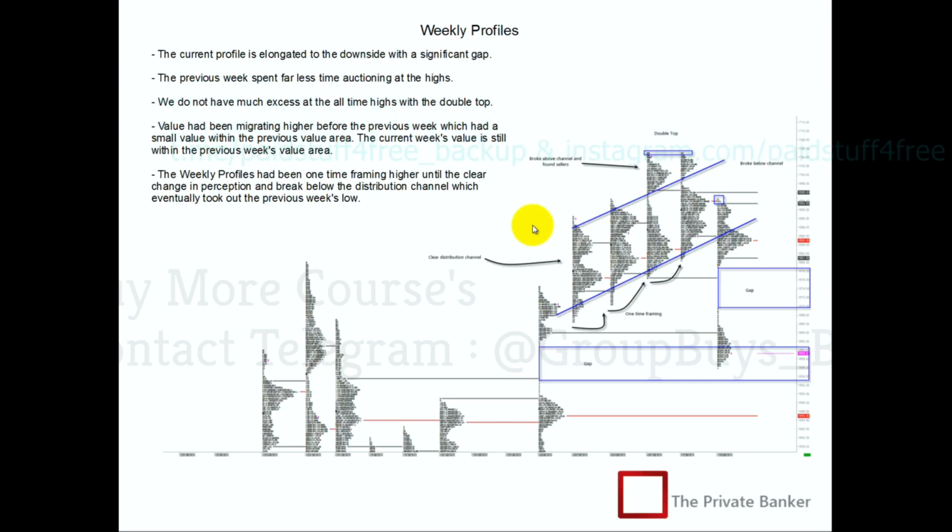First of all, the current profile is elongated to the downside with a significant gap beneath it. The previous week, which would be this week here, spent far less time auctioning at the highs than the previous.